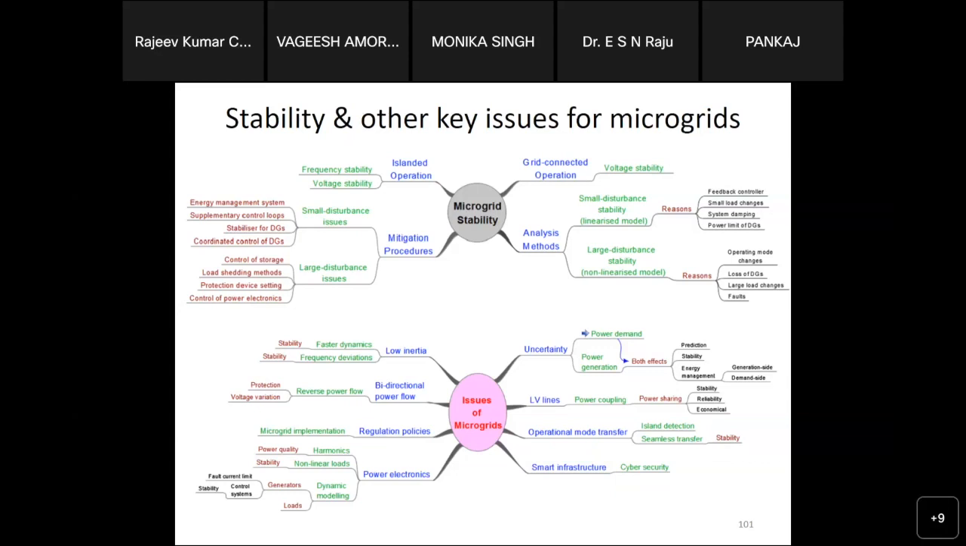When we are dealing with power electronic converters, we have to go for dynamic modeling of the generators and dynamic modeling of the power electronic interface loads. In that case, we have to go with the fault current limit, the control systems, and the stability of the control systems. Likewise, we have many areas in which we can work on the different issues of the microgrid and its proper implementation.